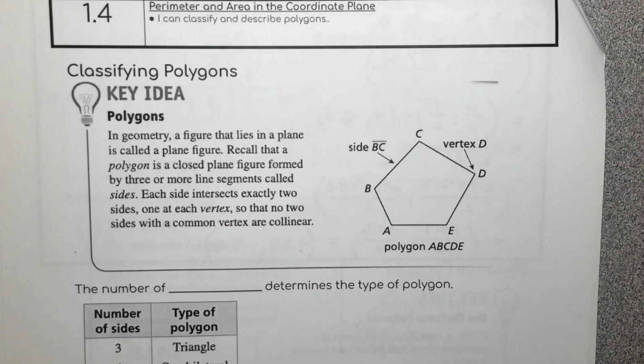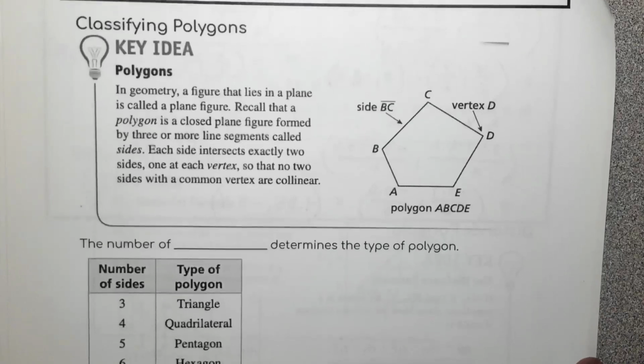In geometry, a figure that lies in a plane is called a plane figure. Recall that a polygon is a closed plane figure formed by 3 or more line segments called sides. Each side intersects exactly 2 sides at each vertex so that no 2 sides with a common vertex are collinear. Alright, whole bunch of mumbo jumbo, which means as long as it's a shape and they only meet with 2 lines in a corner, we've got a polygon. Okay? We can't have a shape with 2 lines because they would just be a flat line. So it has to have at least 3 lines, which would be a triangle.